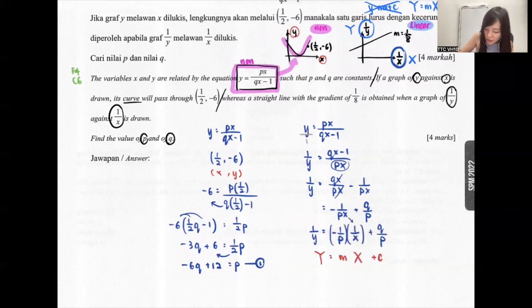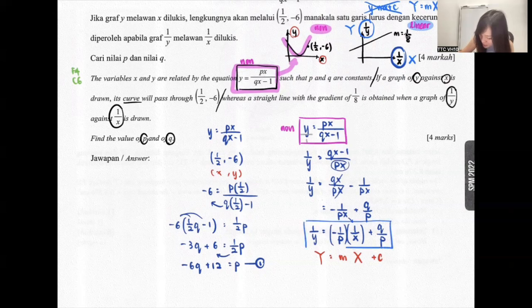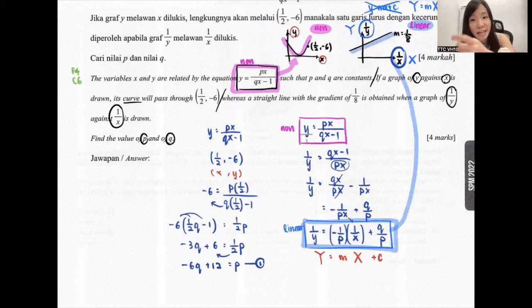So I repeat, this pink color one is the non-linear. So you convert to this one because this one will become the linear. Okay, see? This one will become the linear. So the linear will be matching with the linear graph already. That is the linear one, correct? So based on the linear graph, you know the gradient is 1 over 8. But based on your own equation, you know the gradient is negative 1 over p.